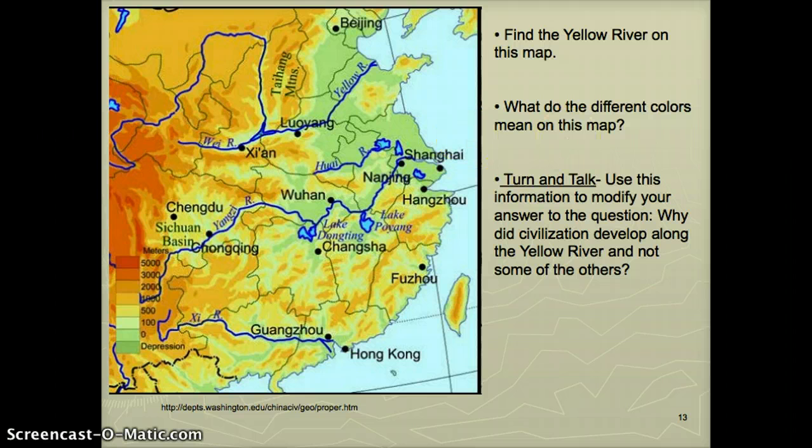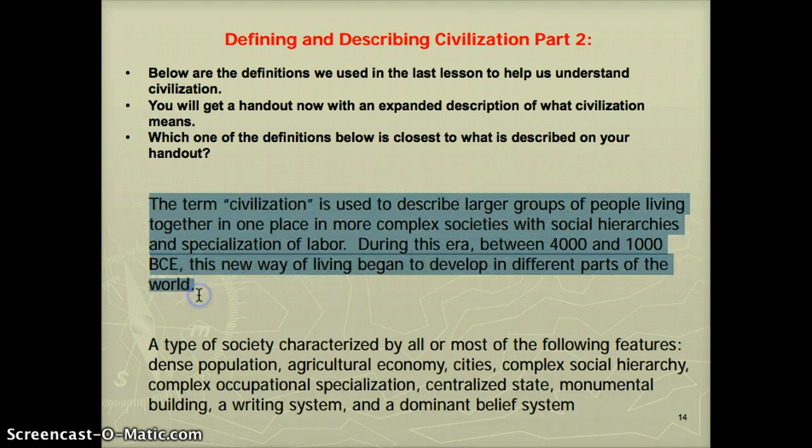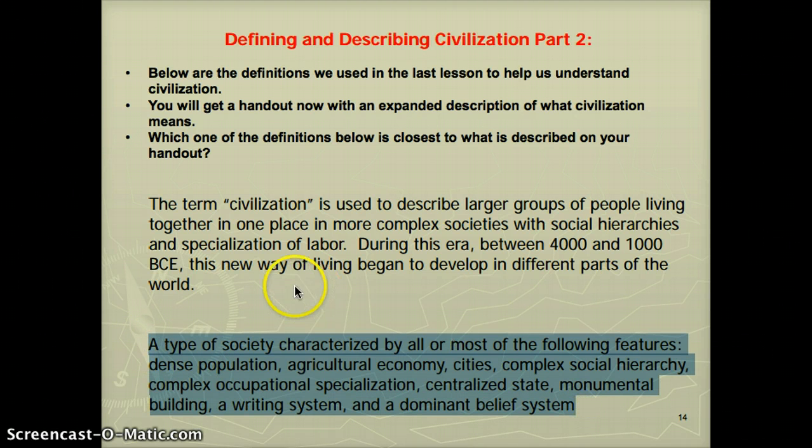All right, so we're going to zip on up to the next slide here now, slide 14. And here we're reviewing, let's see, defining and describing civilization, part 2. Below are the definitions we used in the last lesson to help us understand what a civilization meant. If you recall, we looked at this one initially, and then we also introduced this one. So we had 2 different definitions of a civilization. You're going to get a handout now, and it's going to be an expanded description of what a civilization means. So what I want you and your partner to do is, which one of these definitions below is closest to what is described in your handout.